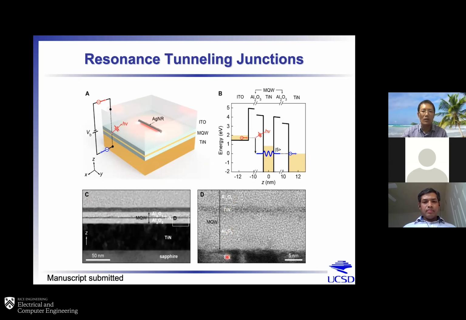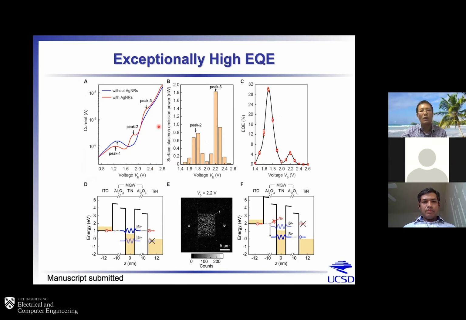Okay, all the titanium nitride, right? And then the build-up of the whole resonant tunneling junction. And then we measure the quantum efficiency. Actually, this is the experimental data we get at this mode. We get about 30% quantum efficiency.